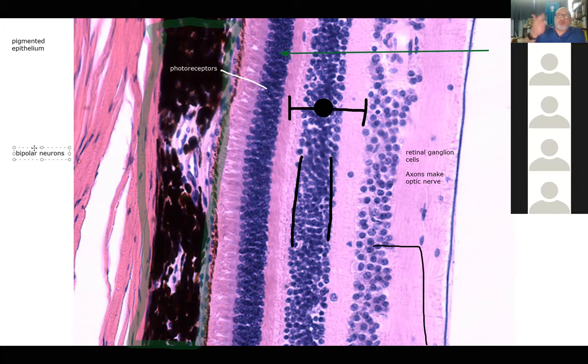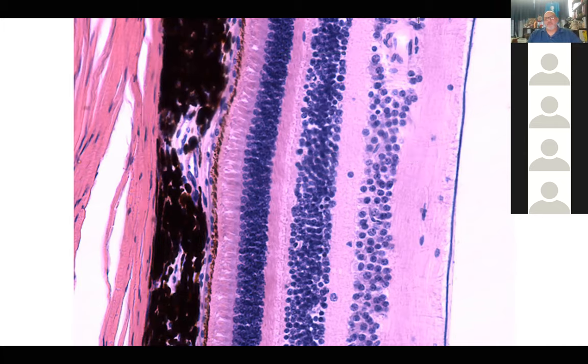Our location is the retina of the eye, and of course, what is their function? Receive light. Or again, the functional classification would be sensory, and more specifically, special sensory, vision, absolutely. So there you go: location, structure, function, multipolar, unipolar, bipolar, somatic motor, autonomic motor, sensory. We've done all of these things and related all of them together.